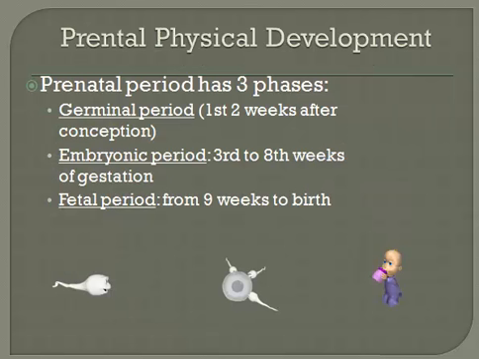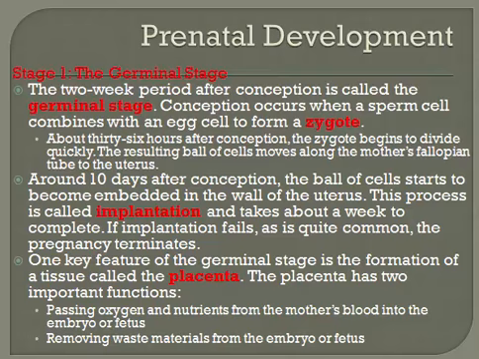We're going to move through this really, really quickly because this is something I expect you guys to know from science class. If you don't know it and haven't read it, you need to read it, because I'm going to be covering it very, very quickly. The prenatal period has three phases. It's the germinal period, which is the first 2 weeks after conception, the embryonic period, which is the 3rd to the 8th weeks, and the fetal period, which is 9 weeks to birth.